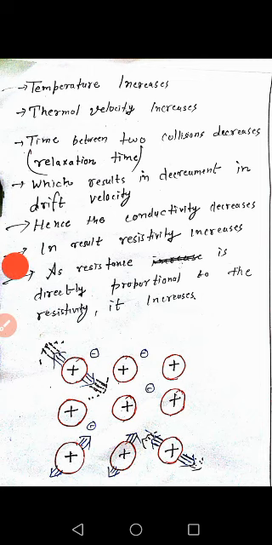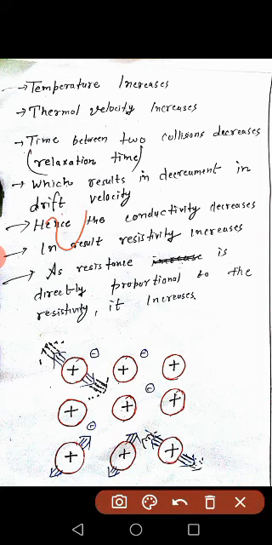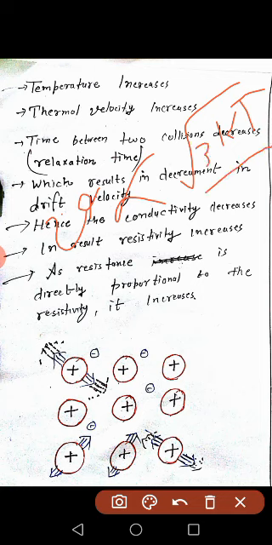Whenever the temperature increases, the first thing that happens is the thermal velocity of the electrons increases. As we know, the thermal velocity of the electron is proportional to the square root of some constant multiplied by kT. Actually, it is 3kT upon m kind of thing. So you need not bother about the exact formula. All we need to understand is the proportionality.